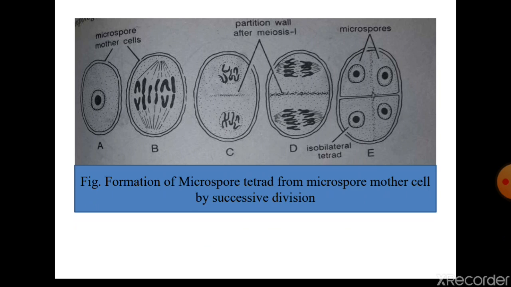This figure is representing the successive type of division. Figure A is representing the microspore mother cell. The figures B and C are representing the meiosis first, up to D, and there is wall formation, and after the meiosis first, dyad formation takes place, and meiosis second takes place after the formation of dyad.